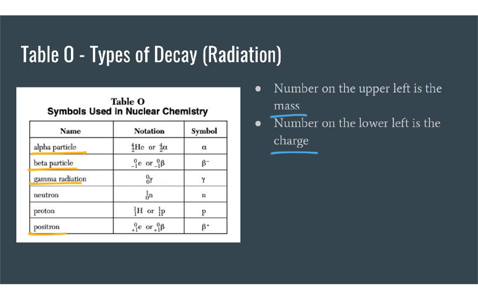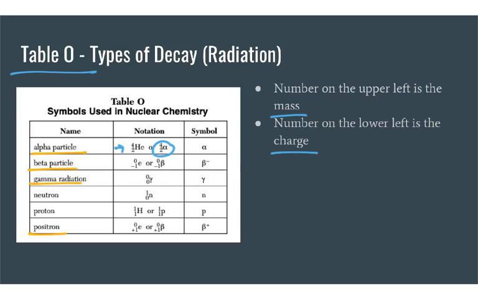Okay, so if you notice with alpha, just before we move on anywhere else, we see 4-2A, the little Greek alpha symbol, but we also see helium because a helium atom is the same thing as an alpha particle. So you're going to see it written both ways, just not to confuse anybody there. We're also going to talk about the strength of these decays. And as you can see, this is table O from your reference table.